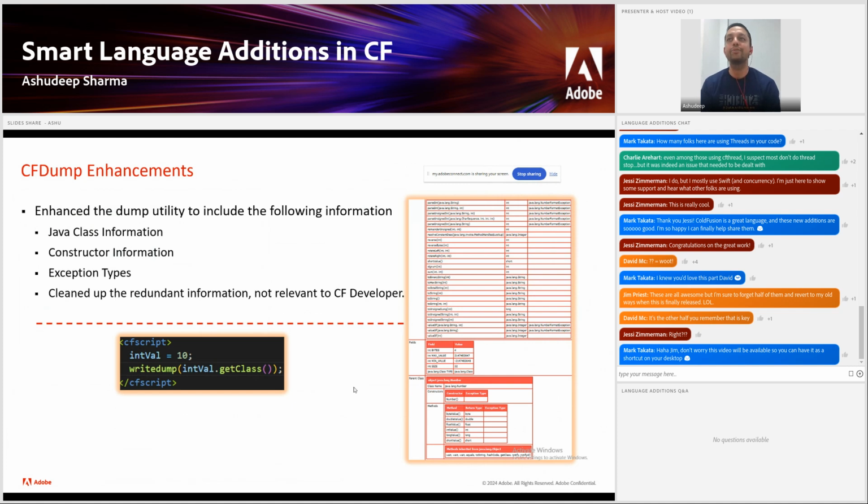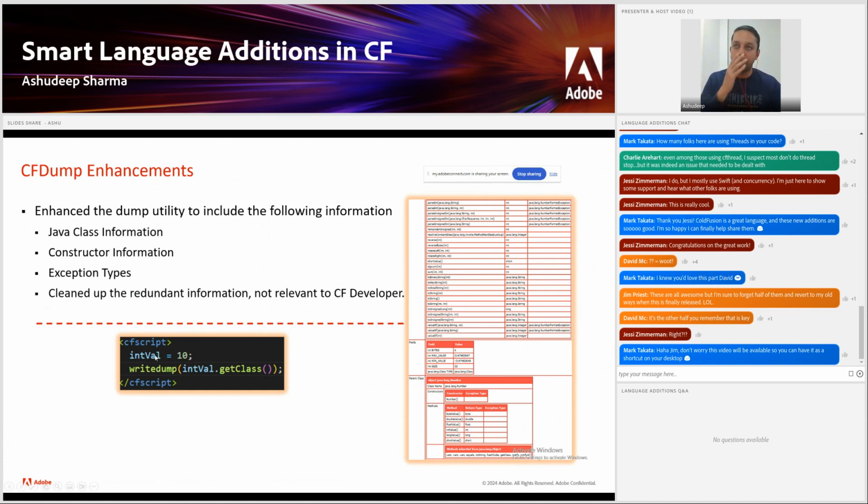Dump is always a nice-to-have utility where, when we write some piece of code and want to understand or debug that information, it's a nice utility you can use. The dump utility has now been enhanced to contain Java class information: the functions associated with these classes, constructor information, and the exception types. We also cleaned up some redundant information which we felt is not relevant to the CF developer. In certain scenarios, when we were trying to initialize, it was giving the methods of the object class of Java, which we felt was not required.